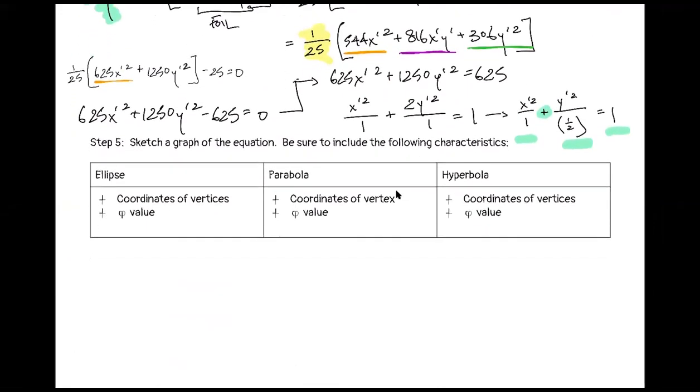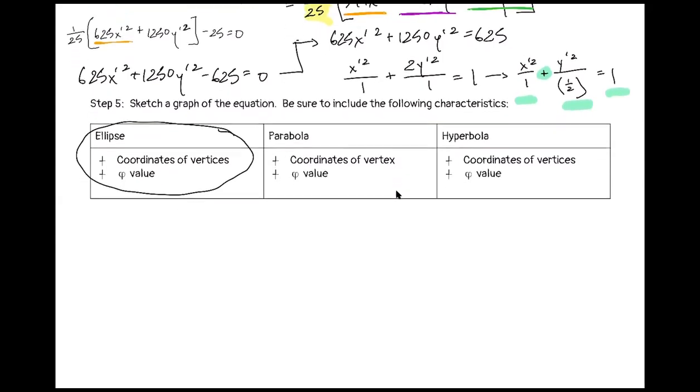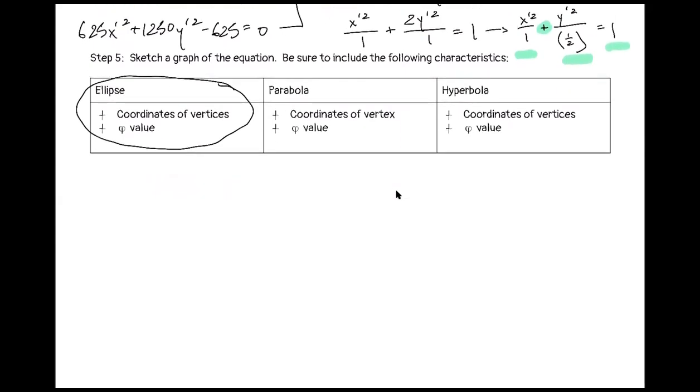And so our last step is just to say, okay, if we have an ellipse, then these are the things we need to graph. We need to sketch a graph that includes the rotated shape, the coordinates of the vertices, and the angle of rotation. So I don't need you to do the co-vertices and all the other stuff too, and the foci. You don't have to do that, okay? Just need to show me the coordinates of the vertices as well as the angle of rotation. And so here's what that might look like.